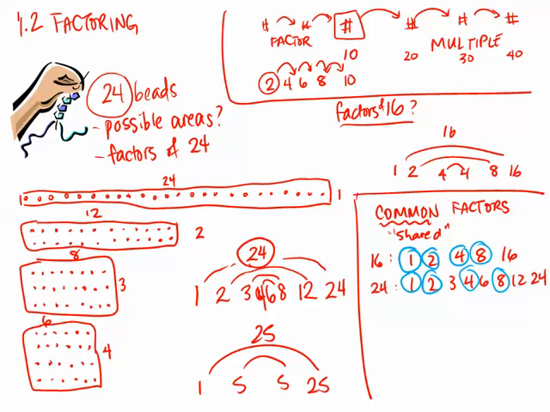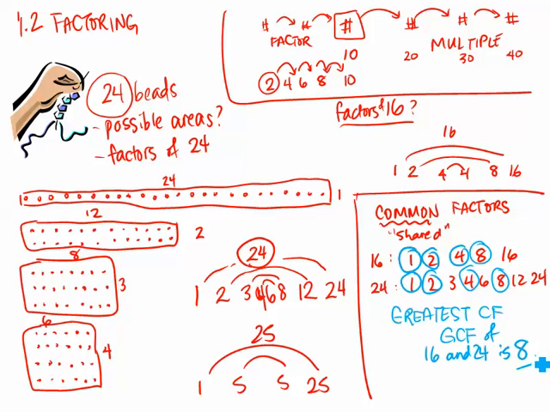So once we look at our common factors, I look for what we call the greatest, or the largest, of these common factors. The greatest common factor, or shortened GCF, is the largest of these common numbers, and that means the greatest common factor of 16 and 24, I gave away the answer, is 8.